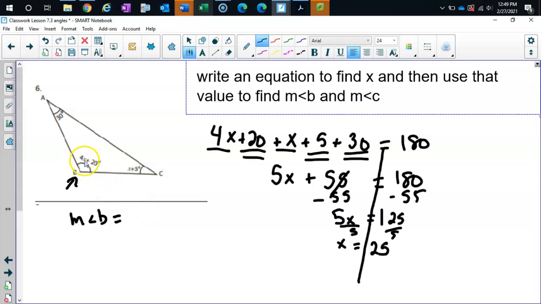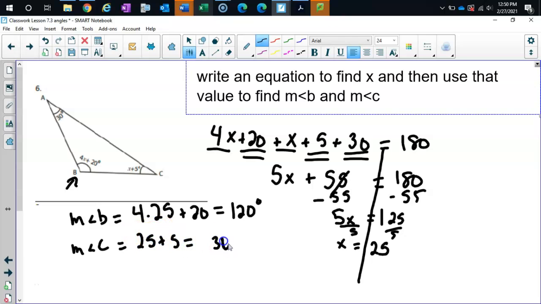Well, what you should have done, angle B is 4x plus 20, and x is 25. So it'll be 4 times 25 plus 20. I'm substituting 25 in for x. That'll be 120 degrees. Find the measure of angle C. Go. All right, well, angle C is x plus 5. X is 25, so 25 plus 5 is 30.